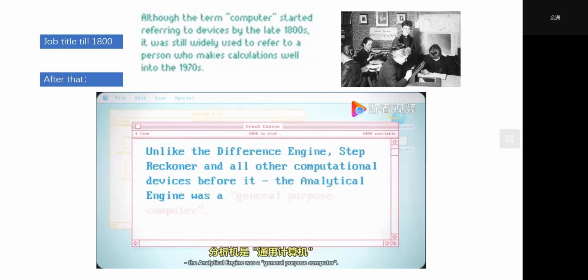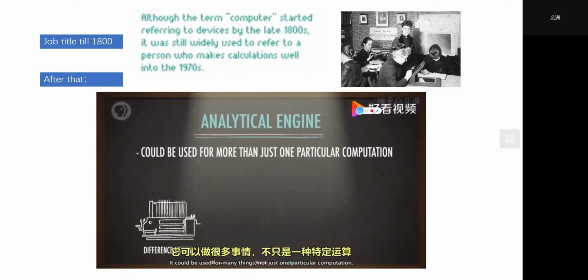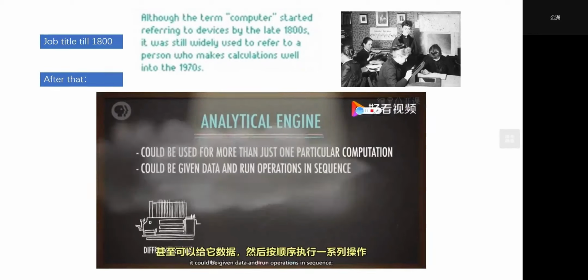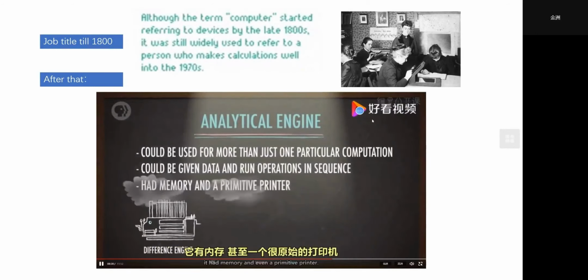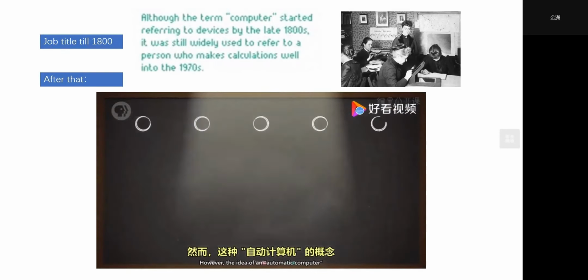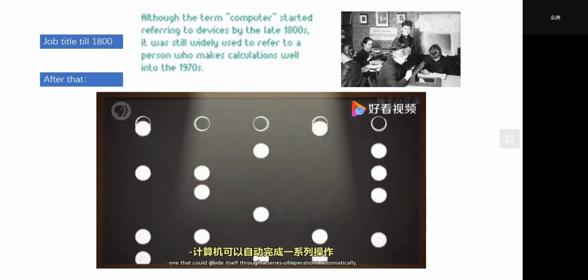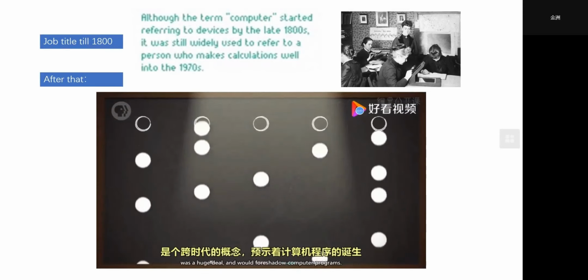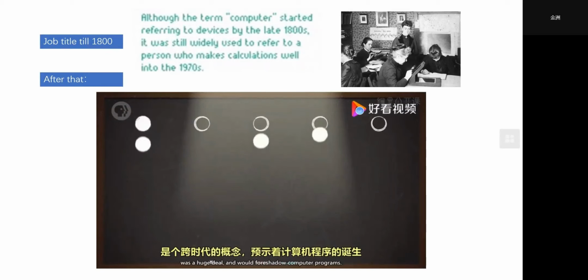Unlike the difference engine, step reckoner and all other computational devices before it, the analytical engine was a general-purpose computer. It could be used for many things, not just one particular computation. It could be given data and run operations in sequence, it had memory and even a primitive printer. Like the difference engine, it was ahead of its time and was never fully constructed. However, the idea of an automatic computer, one that could guide itself through a series of operations automatically, was a huge deal and would foreshadow computer programs.